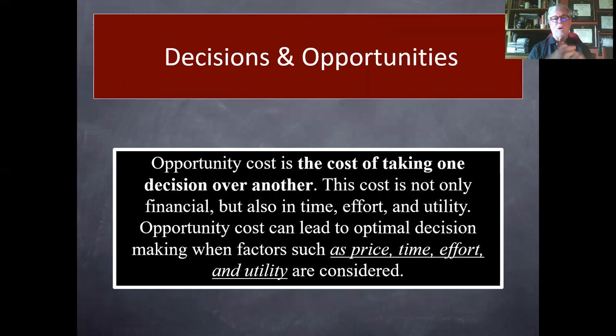So opportunity cost, this is a great definition, is the cost of taking one decision over another, like my pizza crust. This cost is not only financial, but also in time, effort, and utility. Opportunity cost can lead to optimal decision making when factors such as price, time, effort, and utility are considered. So it's one good way to avoid a bad investment or a bad decision. And it's a good way to recognize this factor and make the right choices.